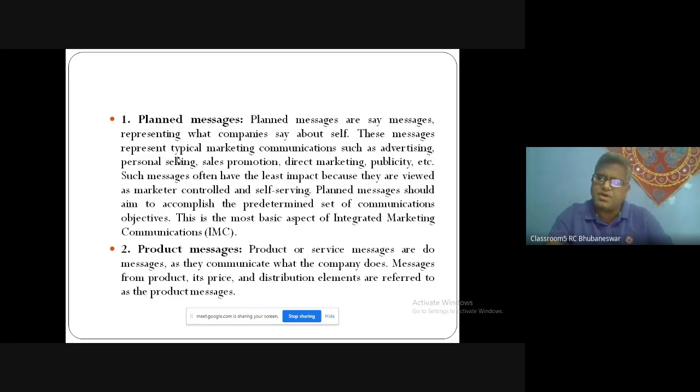Another one is the product message. What your product is about, what the quality of the product is, what the price of the product is, and what the ingredients of the product are; those messages can also be referred to.